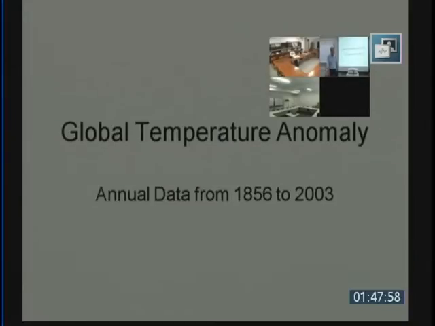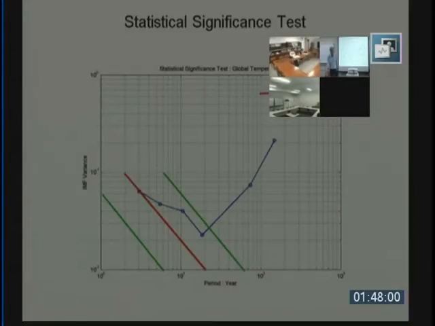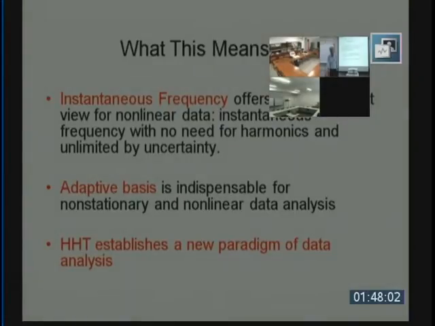The next one, we can skip. The next example is global warming. We'll come back to that later. So what this means is that instantaneous frequency is really, really important. It offers a totally different point of view for nonlinear data. If we use instantaneous frequency, what we do not need is the harmonics.